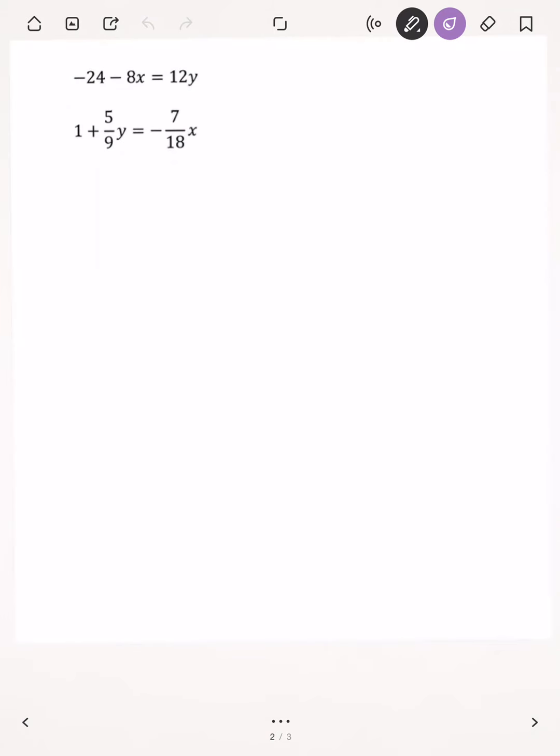Moving on to my second example. Looking at it, I notice that I have fractions, so I want to get rid of those fractions first. What I need to do is look at my denominators, 9 and 18, and find the least common multiple. I need to multiply by that least common multiple in order to get rid of the fractions. The least common multiple of 9 and 18 is 18. So I'm going to multiply both sides by 18 to get rid of the fractions.